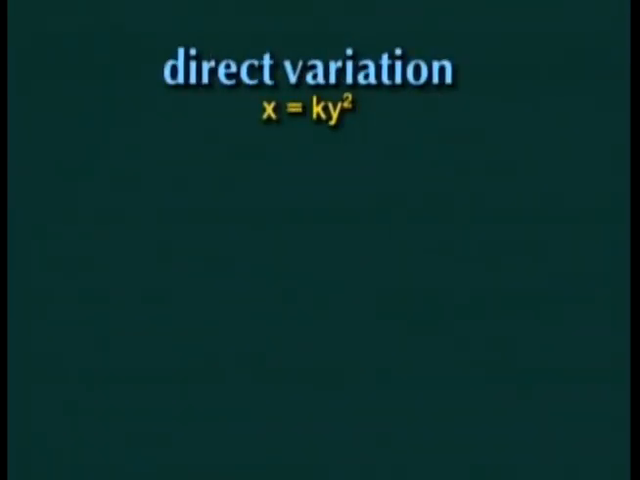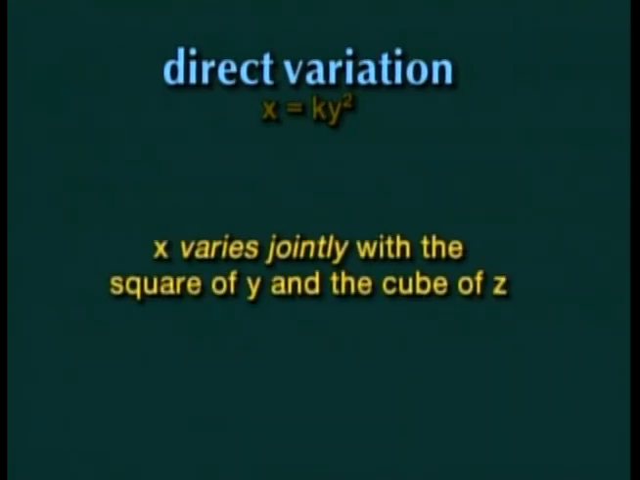We've seen that in direct variation, one value varies directly with one other value. But we can also have variation problems where one value varies jointly with two or more values. X varies jointly with the square of y and the cube of z. That's the same as x equals k times y squared, z cubed. Notice we only have one k. That's because the constant of variation applies to all of the variables on the right side of the equal sign. We use the words varies jointly to indicate that the constant of variation is multiplied by two values.